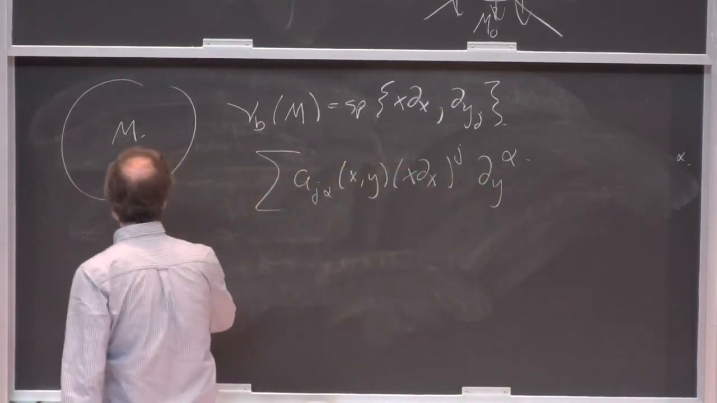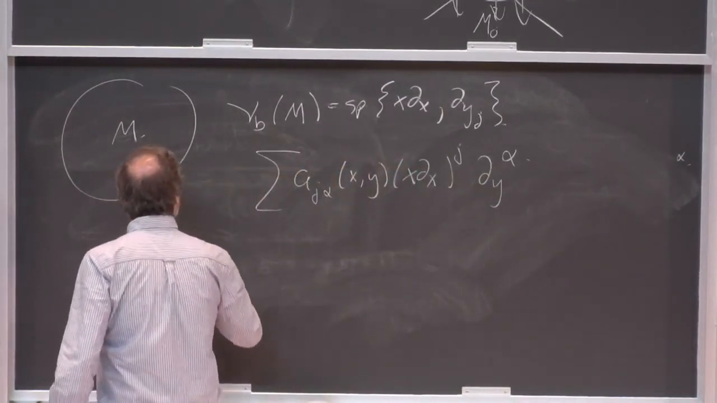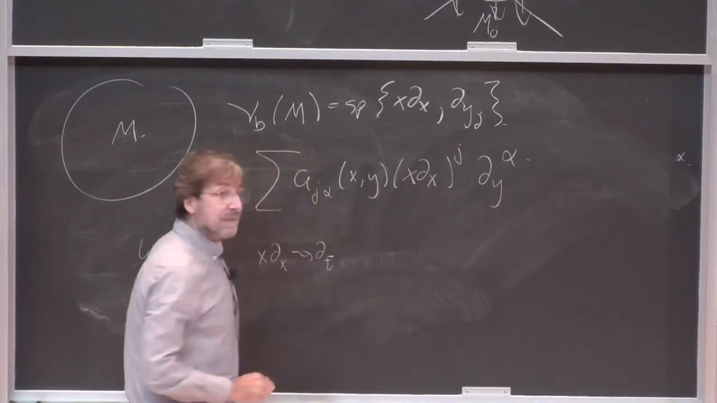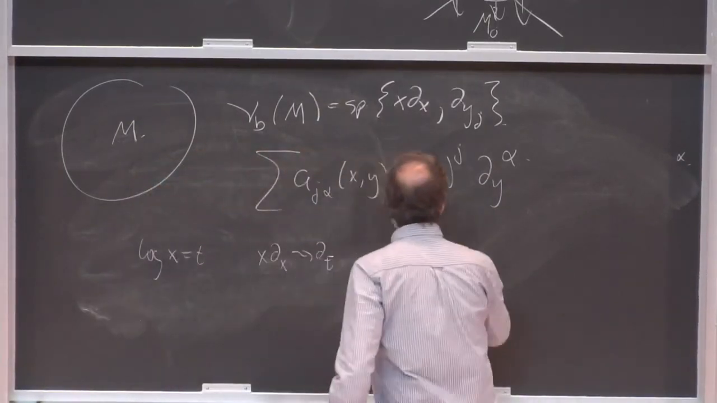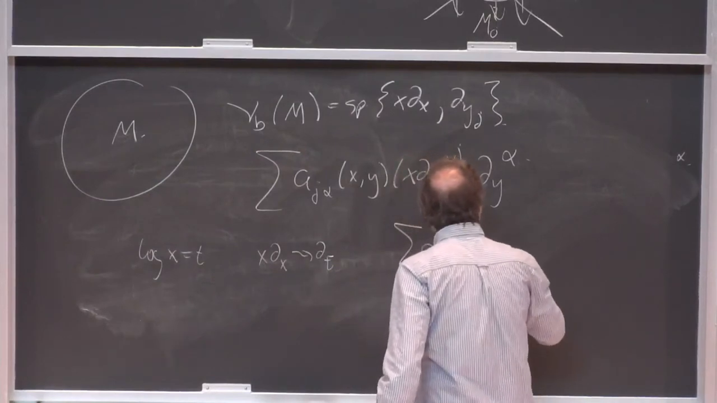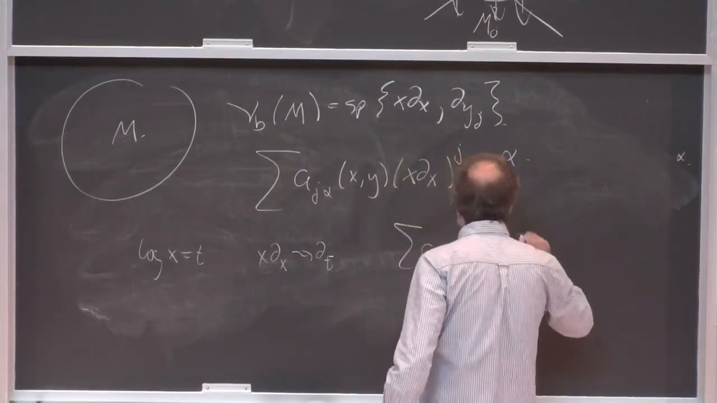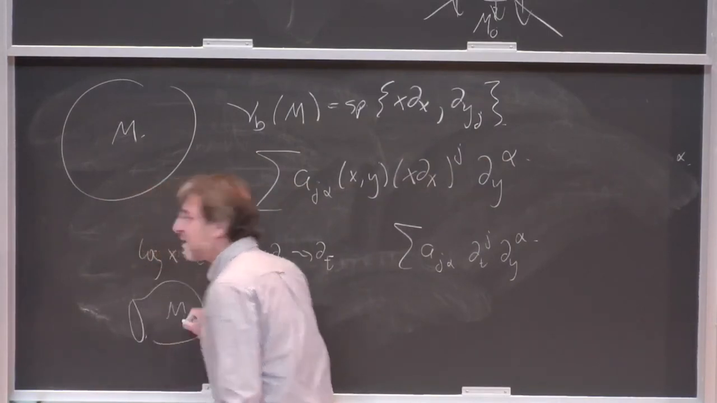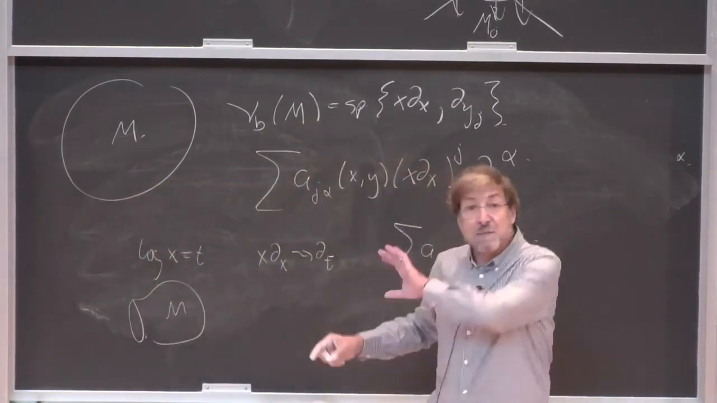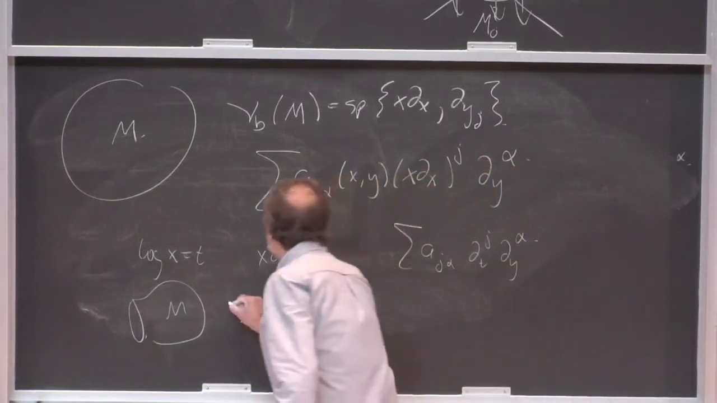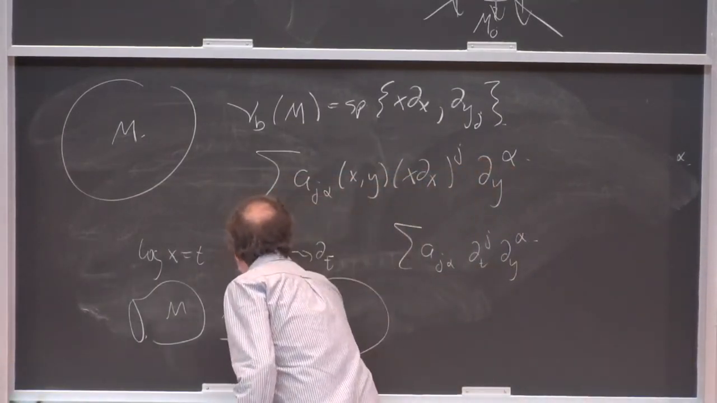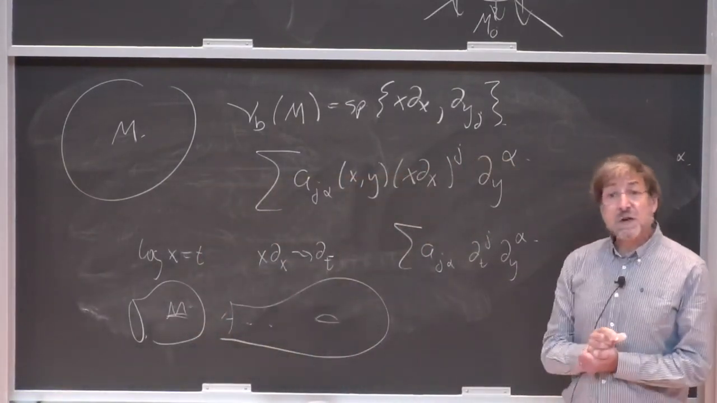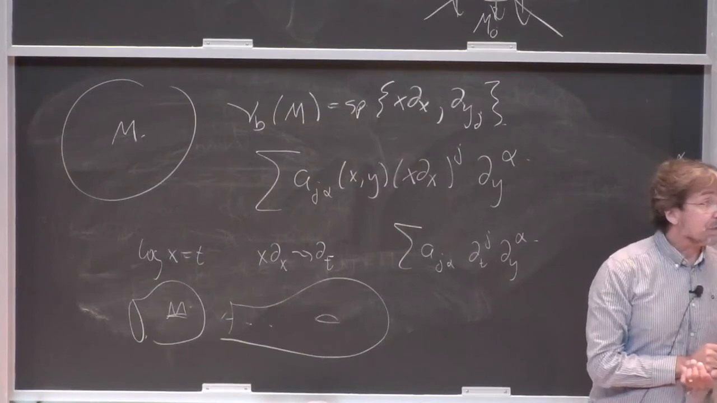Right? So suppose I let log of x be t. Then x dx becomes dt, and this thing becomes a_{j alpha} dt to the j, dy to the alpha. It doesn't look degenerate anymore. But the point is that whereas before I had, let's say, a manifold with boundary M, what I've done is I've stretched the boundary out to infinity. So what I'm really looking at now is manifolds that go out to infinity. Right? These are manifolds with asymptotically cylindrical ends.